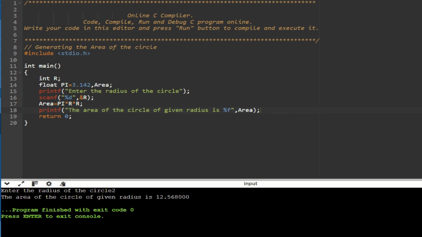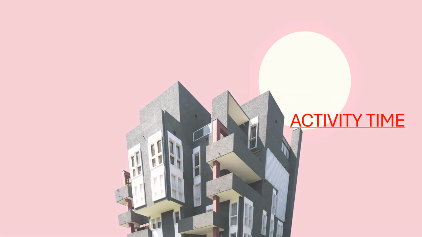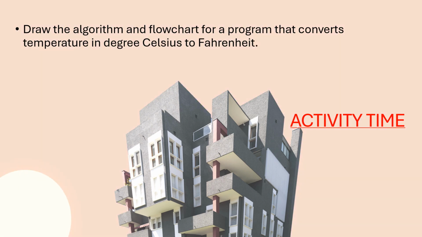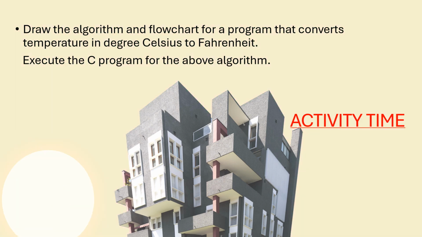So this is it. Students, now that we have completed a few examples and I have shown you clearly how the sequential control structures work, let's move on to carrying out an activity of our own. We will draw an algorithm and flowchart for a program that converts temperature in degrees Celsius to Fahrenheit. There is a formula for that, which is F equals 9 upon 5 multiplied by C plus 32. Using this formula, you will be converting the temperature in degrees Celsius to Fahrenheit.